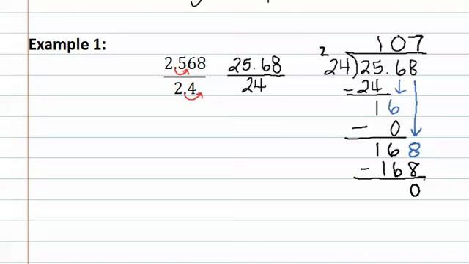We now must decide where the decimal goes in our answer. Remember, the decimal is placed straight up from its location. If we look at the number inside, we move the decimal straight up, and the decimal goes after the 1. This means our answer is 1.07.